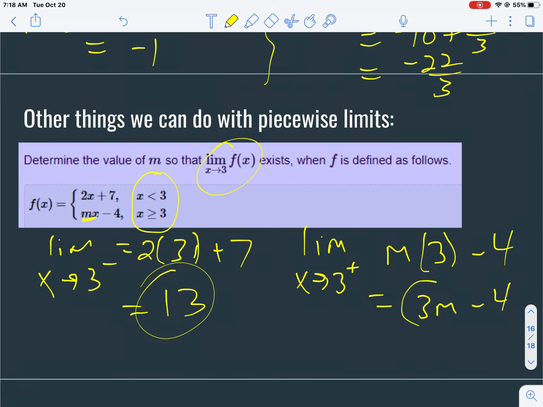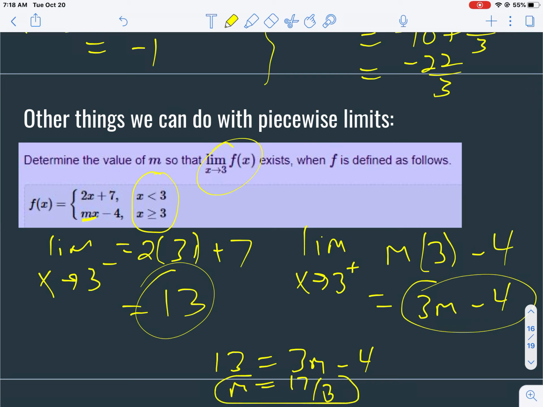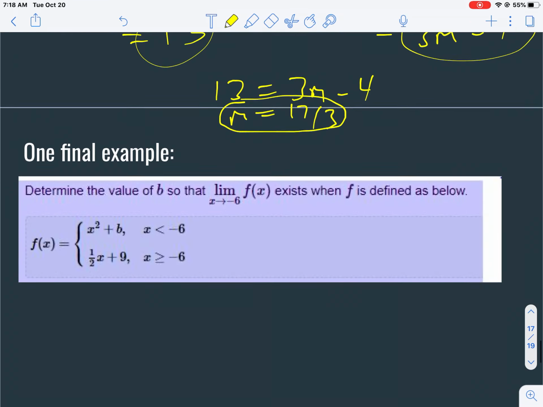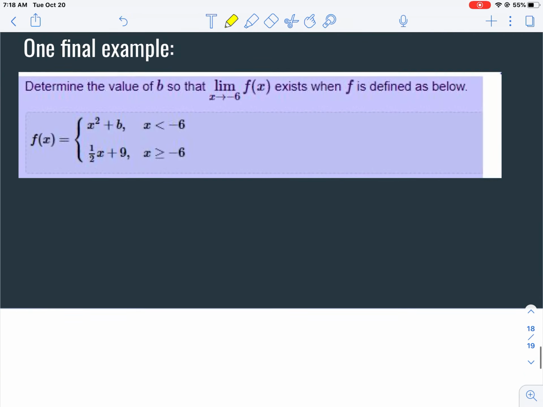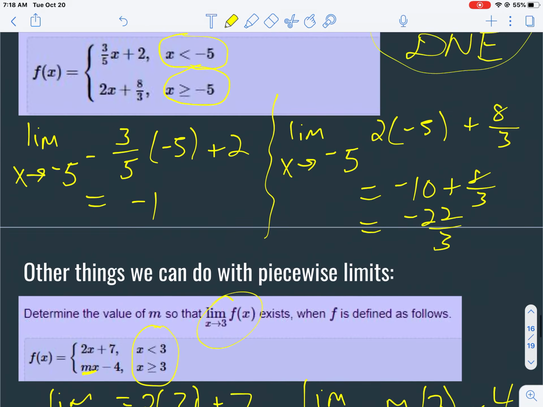Well, we're trying to make the limit exist, right? So that means that they have to be the same. So 13 equals 3m minus 4. You do a little math here. For the sake of time, I'm just going to give you the answer. So that would be 17 over 3. Okay? And then you can do it again down here. Okay?